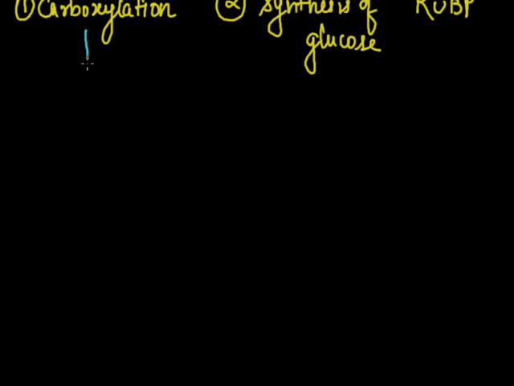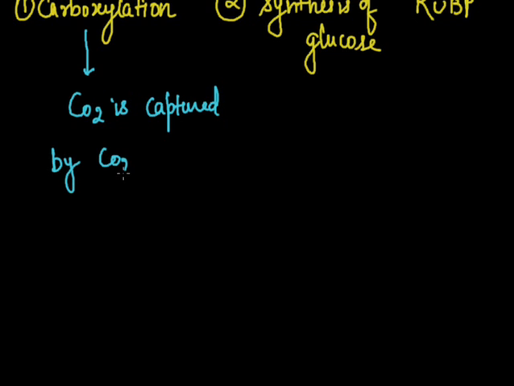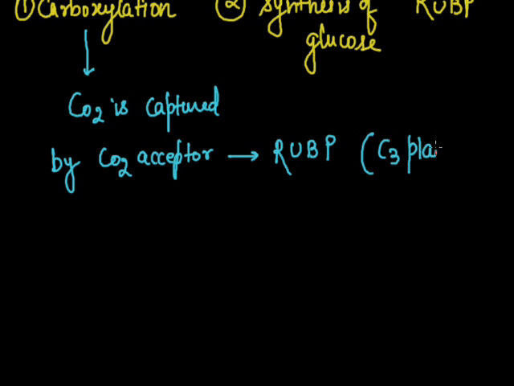In the carboxylation process, CO2 is captured by a CO2 acceptor like RuBP in C3 plants, while phosphoenol pyruvate in C4 plants.